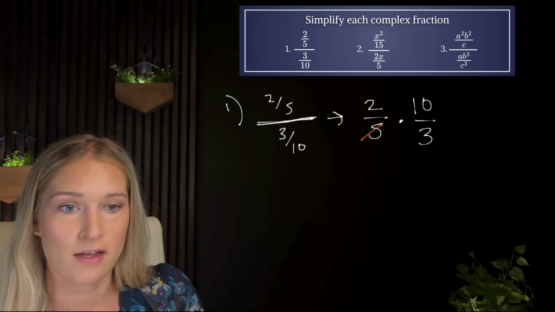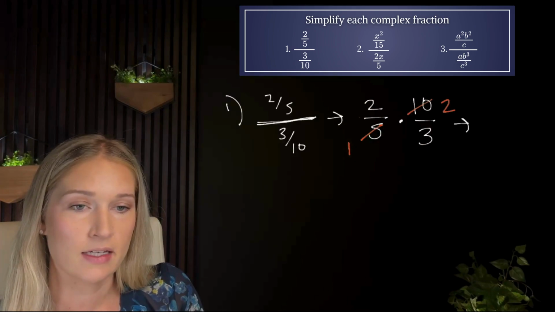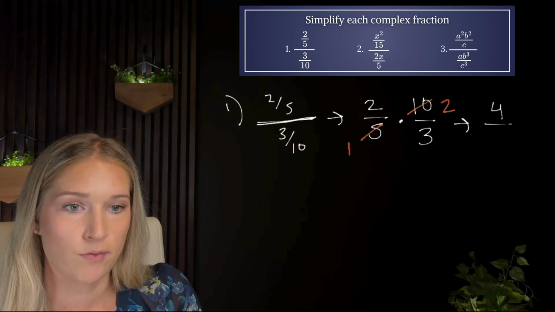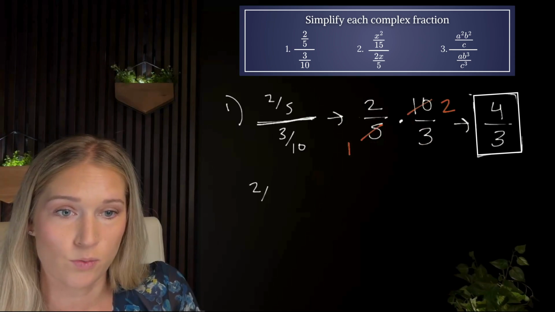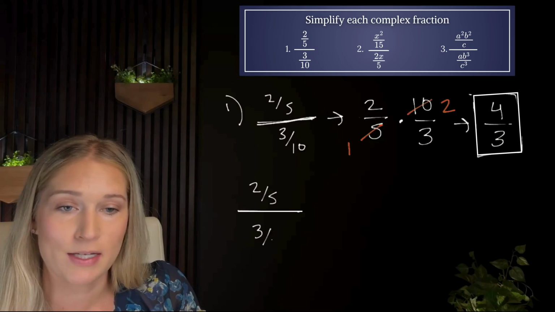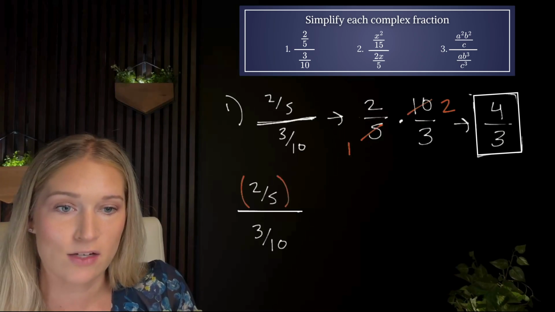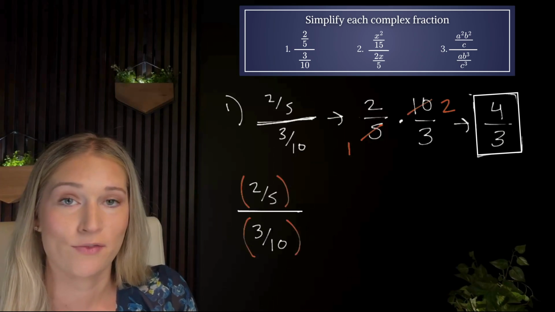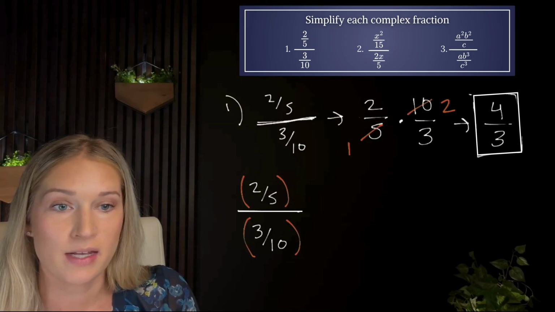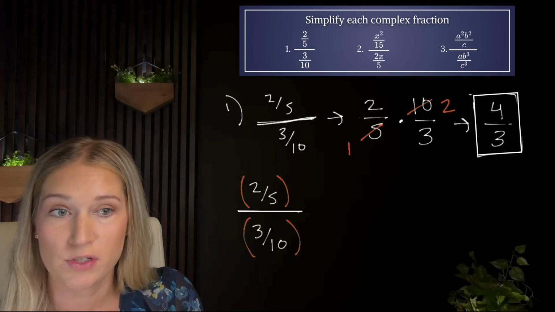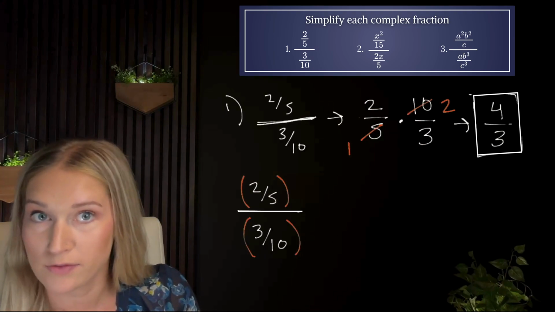From here, I reduce: 5 divides down to 1 and 10 divides down to 2. And I get, when I multiply, 2 times 2 is 4 over 1 times 3 is 3. Now we could do this a second way if you wanted. We talked about multiplying the numerator and the denominator by the LCD. I need to multiply the entire numerator and the entire denominator of the big fraction by the same term. I know that I need a factor of 5 in the numerator to reduce that 5. In the denominator, I need a 10, which is 5 times 2.